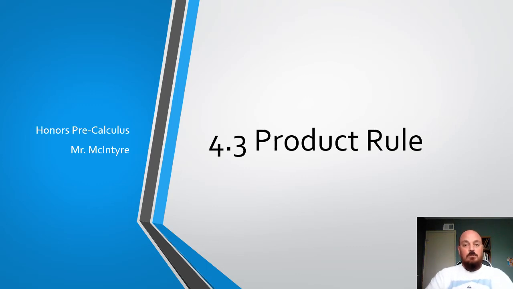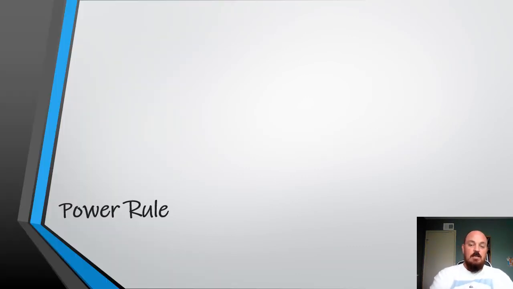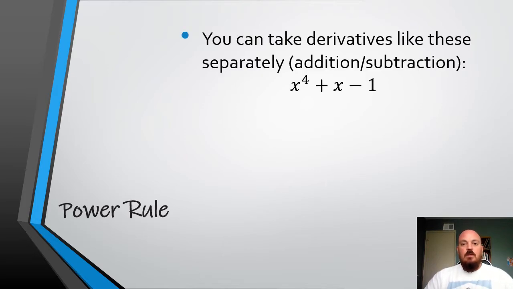Today we're going to talk about the product rule, but before we do that, let's start with what we learned before, the power rule. One thing we said is you're allowed to do the power rule to separate parts of a polynomial, one term at a time. So I said something like x to the fourth plus x minus 1, that's an easy question. You just do the power rule on each of the three terms separately.